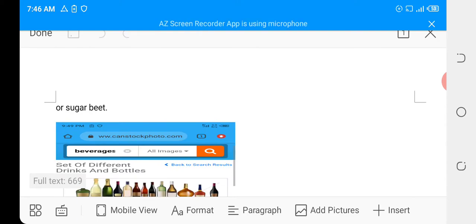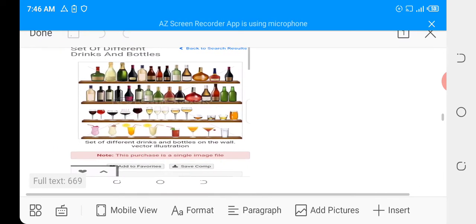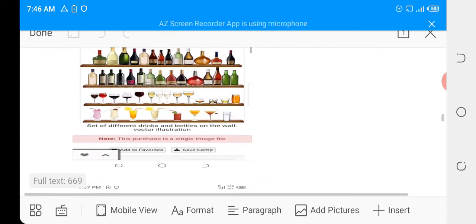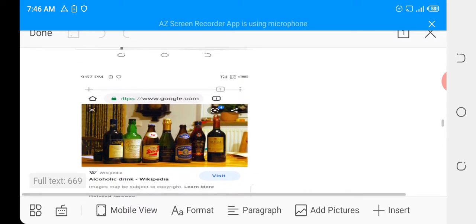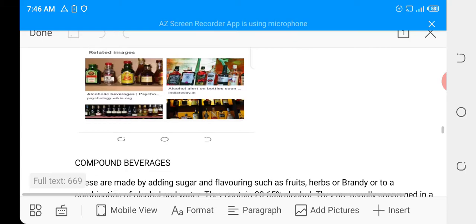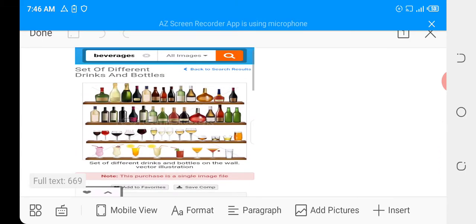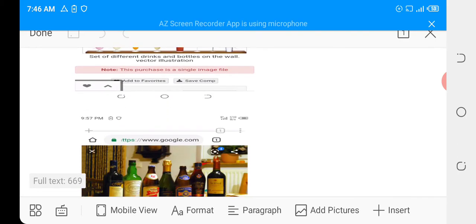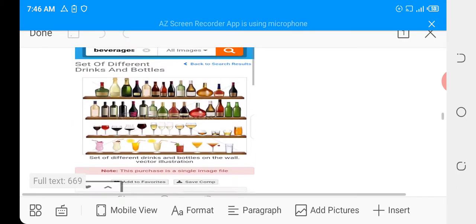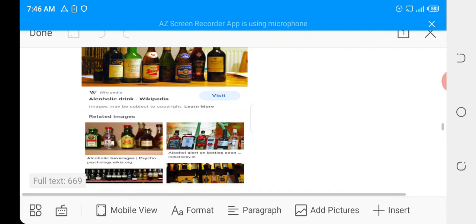Having said that, below are pictures showing different alcoholic beverages. We have vodka, we have rum, we have brandy, we have whiskey. As you can see in the picture showing below, these are different alcoholic beverages.